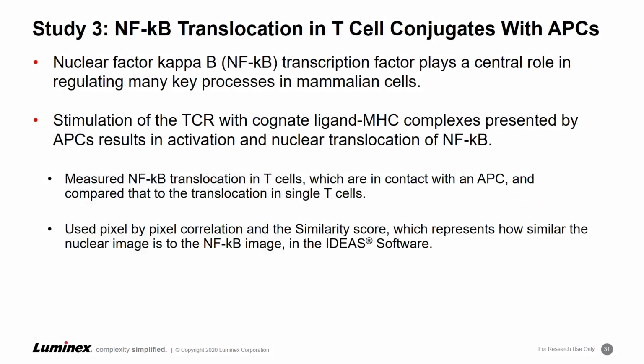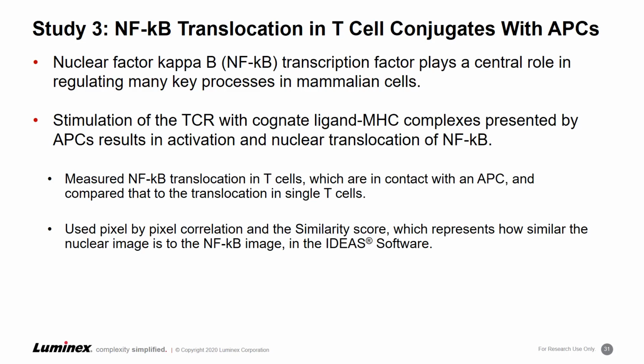For our final study, we will look at NF-kappa B's translocation in T cells when they're conjugated to an APC. So nuclear factor kappa B, or NF-kappa B, plays a central role in regulating key processes in mammalian cells, and stimulation of the TCR with conjugate ligand MHC complexes presented by APCs results in activation and nuclear translocation of NF-kappa B.